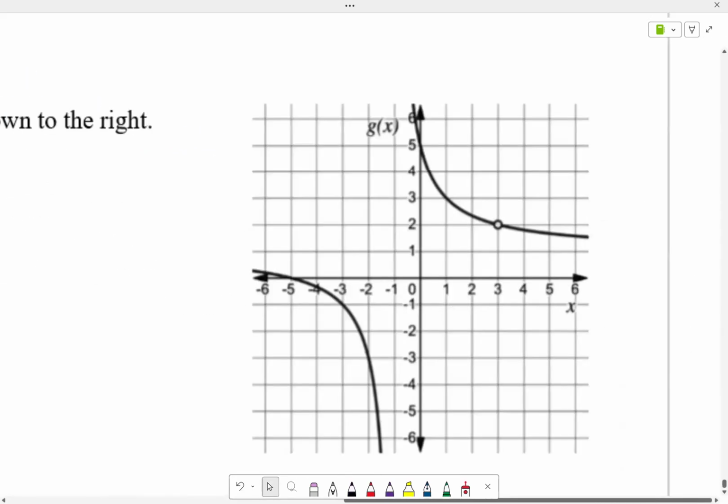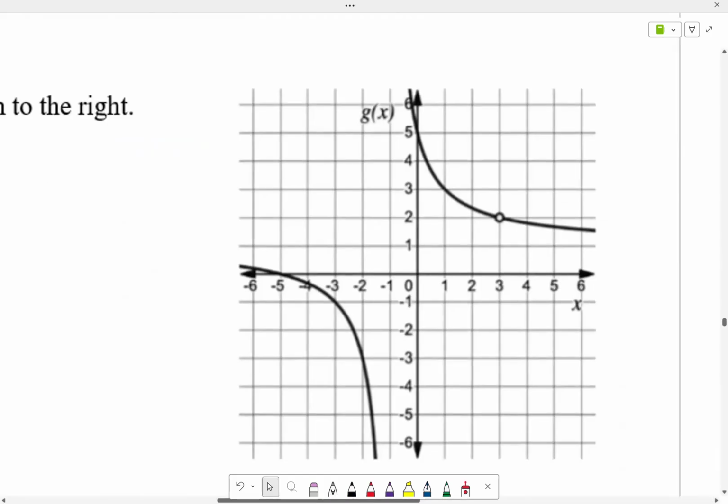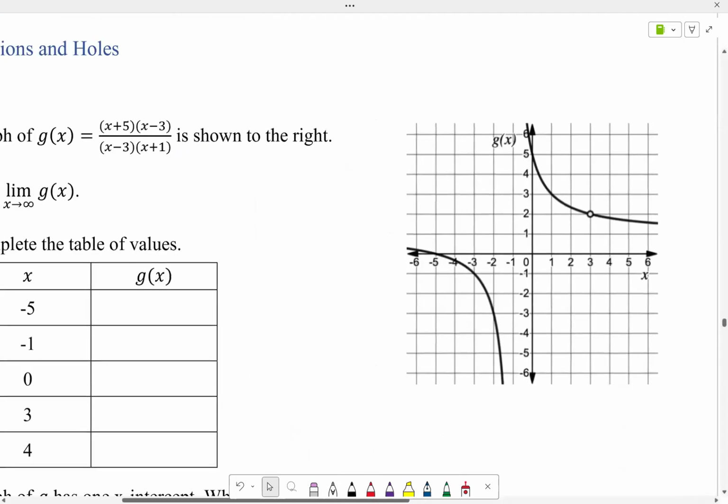Hey, look what's on this graph. A hole. Why do you think that there is a hole where it is? Take a moment to discuss with your neighbor. Where does that hole come from?